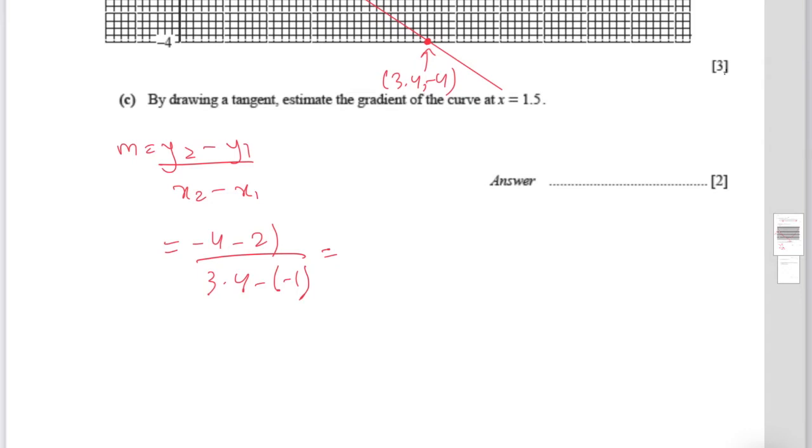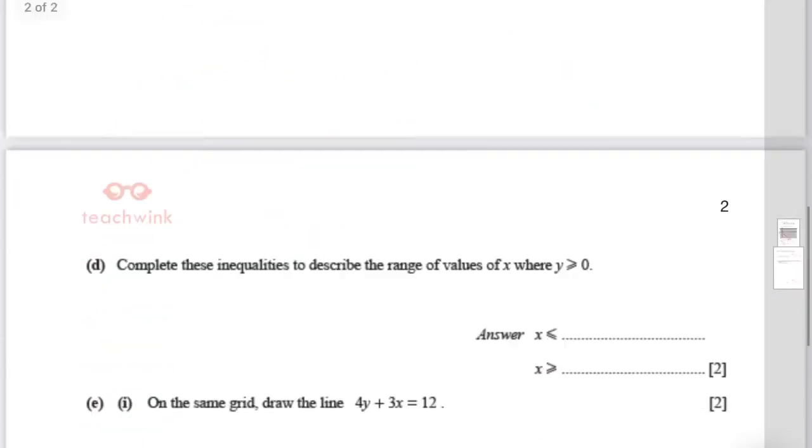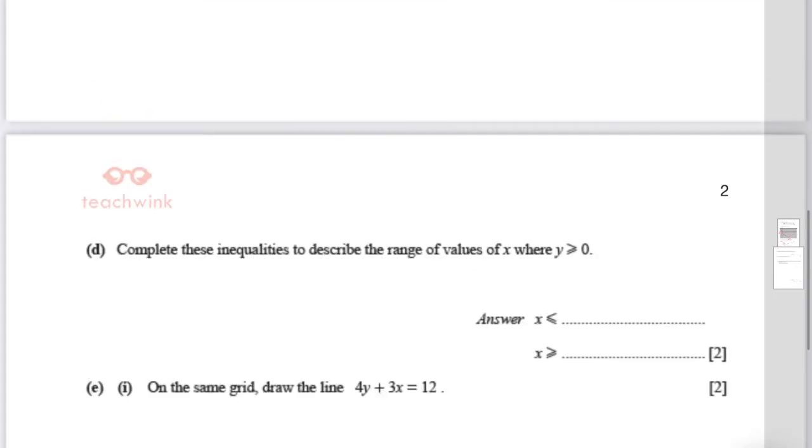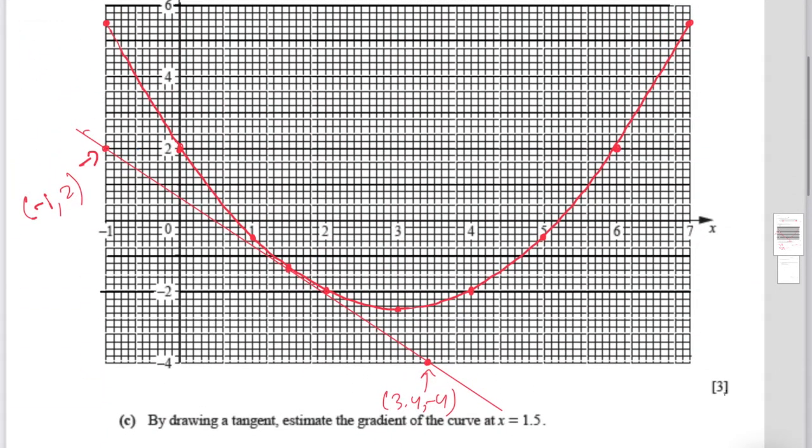Minus 4 minus 2 divided by 3.4 plus 1. This is equal to negative 1.4. This is our gradient, negative 1.4. Okay, let's move on. The next part of the question says complete these inequalities to describe the range of values of x when y is greater than or equal to 0. That means they have asked us to find the values of x where y is greater than or equal to 0.